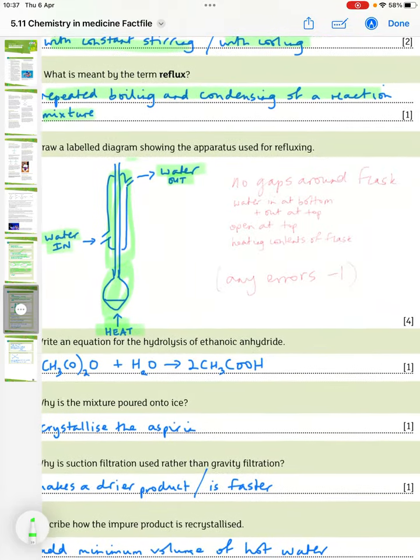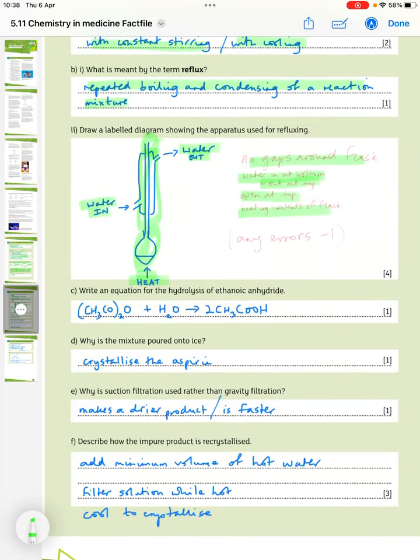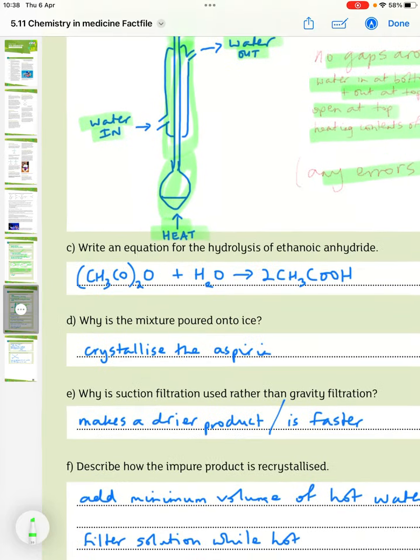And how it was marked, they said if there were no gaps around the flask, that was 1 point. Water in at the bottom and out at the top is another point. Open at the top, so nothing in the top of it. And then heating for the contents of the flask. Any errors sadly lost 1 mark, so again be careful with these.